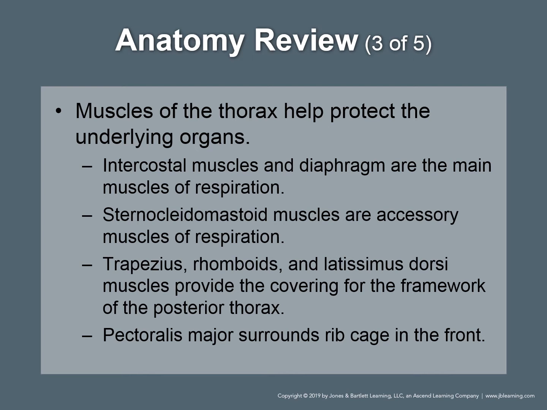The sternocleidomastoid muscles. You see that a lot of times when somebody has difficulty breathing, you'll see retractions there, and these are your kind of upper chest muscles. The trapezius, rhomboideus, and the latissimus dorsi, those are the muscles on the back of your chest, and the pectoralis major surrounds the rib cage, and that's your upper chest muscles on the right side and the left side of the sternum.